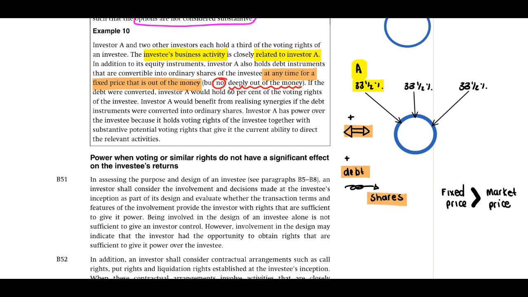If the debt were converted, investor A would hold 60% of the voting rights of the investee. Now, when we look at this, it is out of the money, but not deeply out of the money. Therefore, yes, maybe investor A will lose a little bit.